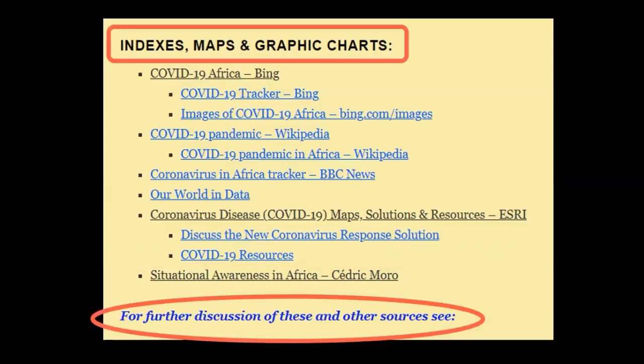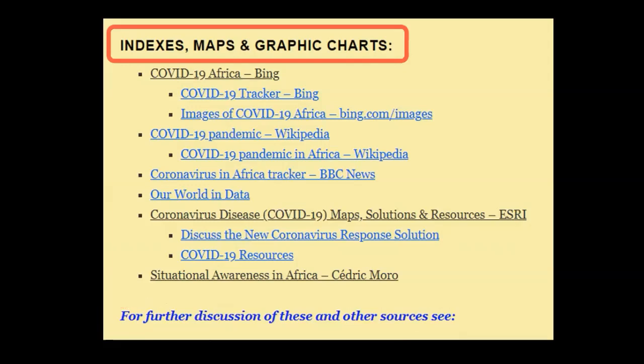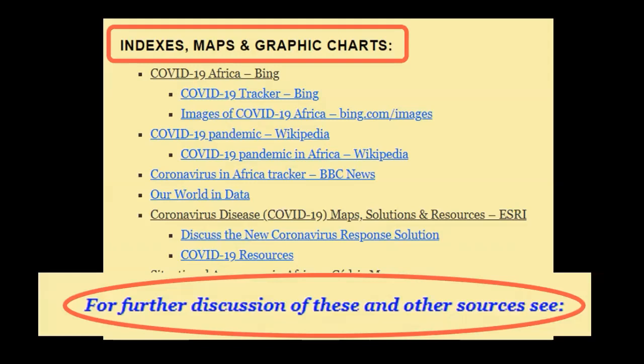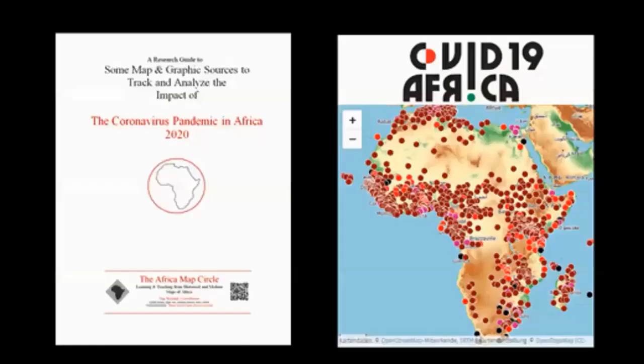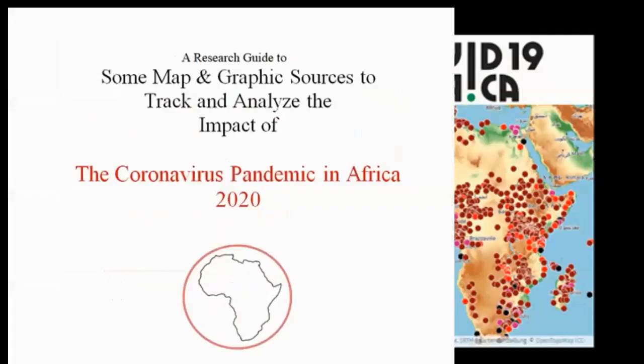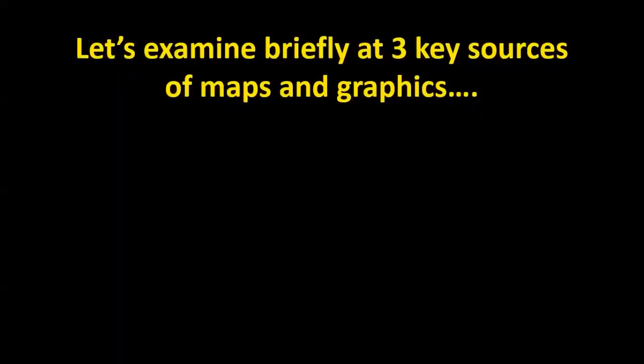There's further discussion of some of these sources in detail on a resource that you can click to from this index. It's called Some Map and Graphic Sources to Track and Analyze the Impact of the Coronavirus Pandemic in Africa, 2020. It's new and subject to rapid revision as new sources become available. But let's examine briefly three key sources of maps and graphics that you can get access to immediately and start to use for your own research and teaching.